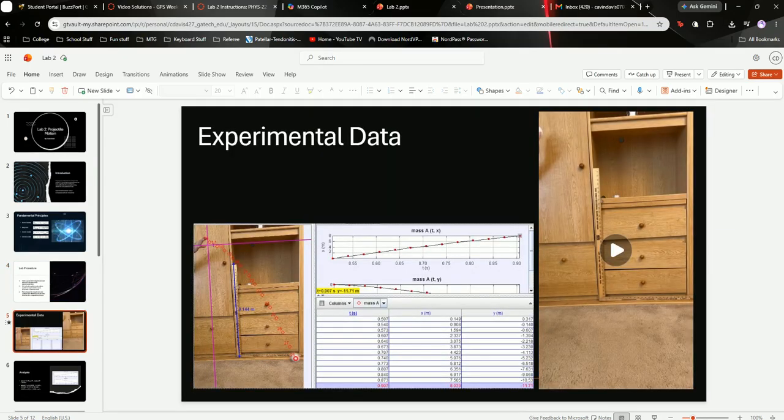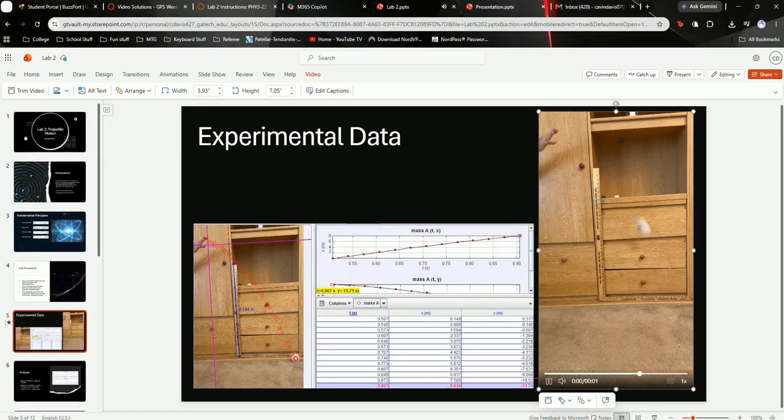Here is my experimental data. As you can see, each diamond is a representation of the point mass as it was falling. This is my video. And then here at the table, it shows the time values as well as the position values for both the x and the y axis.